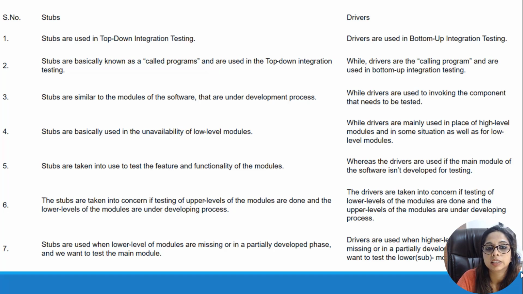We saw that in these incremental approaches, we use two types of programs. One is called stub and the other one is called driver, and how stub and driver are different from each other, and how they are helpful in performing integration testing. We took an example of the banking application also, wherein we saw what are the higher modules, what are the lower modules, and how top to down approach and bottom to up approach are used while doing integration testing. So that's all for today.